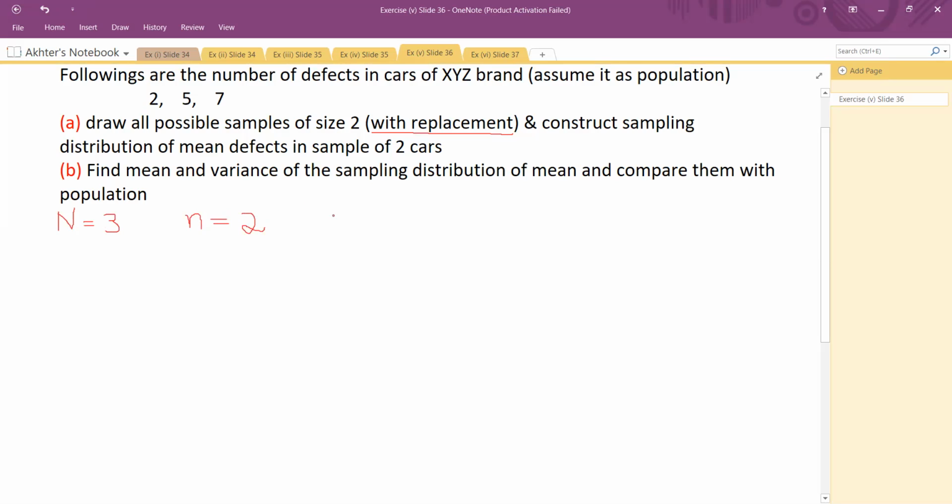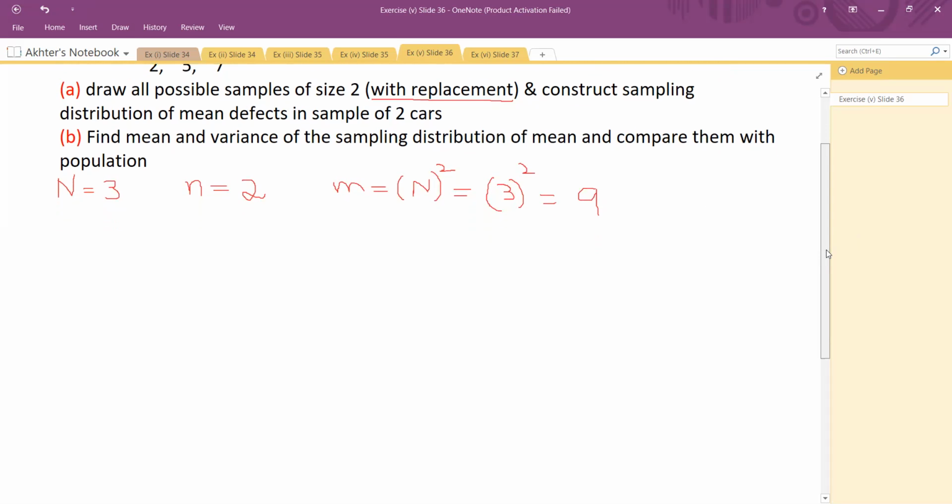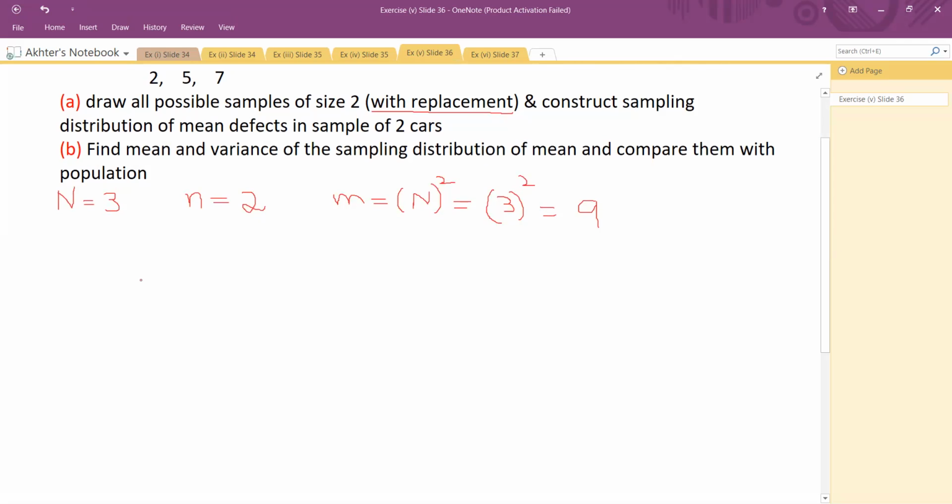According to sampling with replacement, the total number of samples, which I generally represent by m, is N raised to the power n, because it is done with replacement, and it is equal to 3 raised to the power 2, which becomes 9. It means totally we have 9 samples to draw, and then we will compute the mean and variance of that.